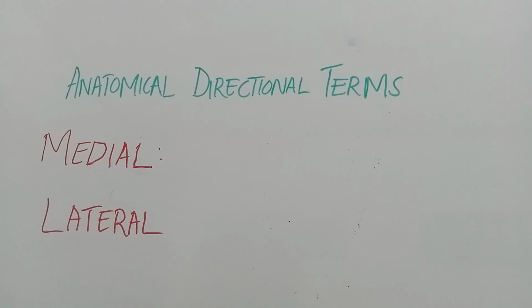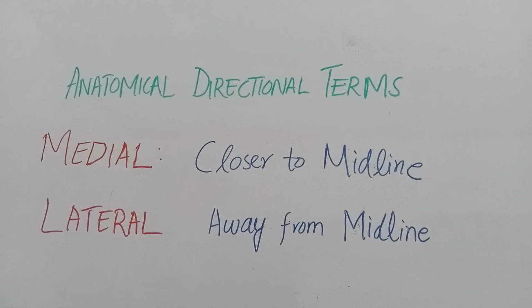The lateral is anything which is present away from the midline. So medial is nearer to the midline or the structure present nearer to the center of the body. The lateral is further away from the midline, like the structure present away from the center of the body. For example, the lungs are lateral to the heart.